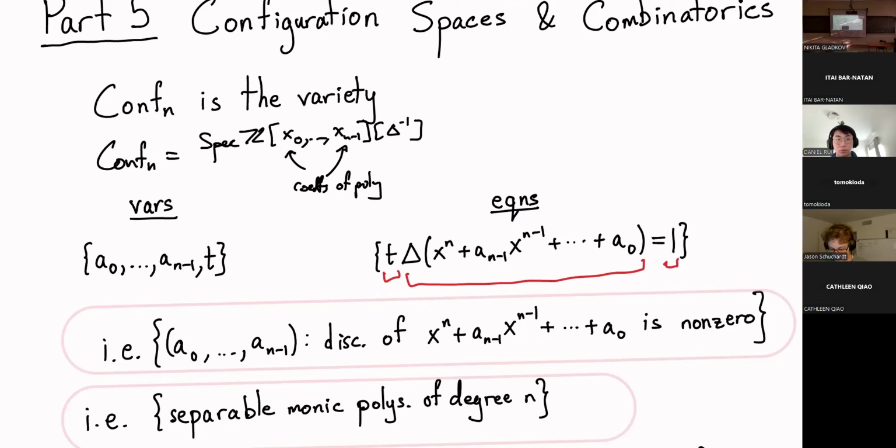Do these methods extend to showing homological stability for configuration space of, say, projective varieties? I actually have no idea. It would be really cool to find out.